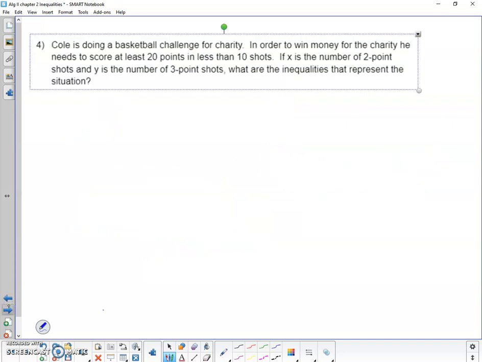Alright, next one. Okay, Cole is doing a basketball challenge for charity. In order to win money for the charity, he needs to score at least 20 points in less than 10 shots. Alright, X is the number of 2-point shots and Y is the number of 3-point shots.